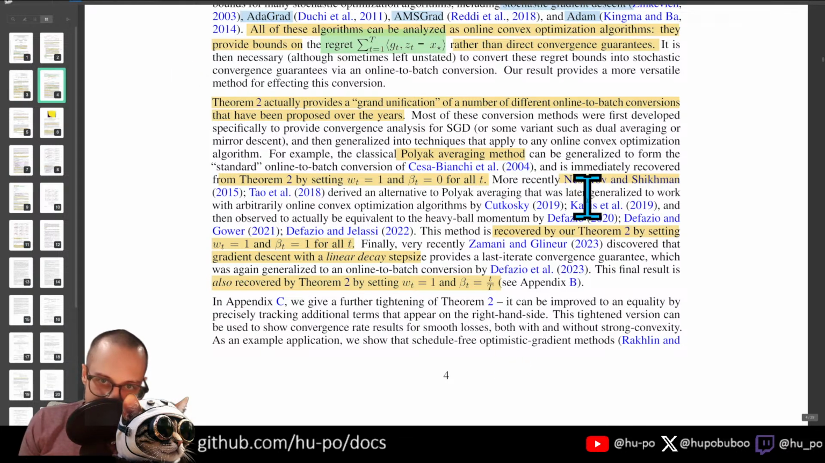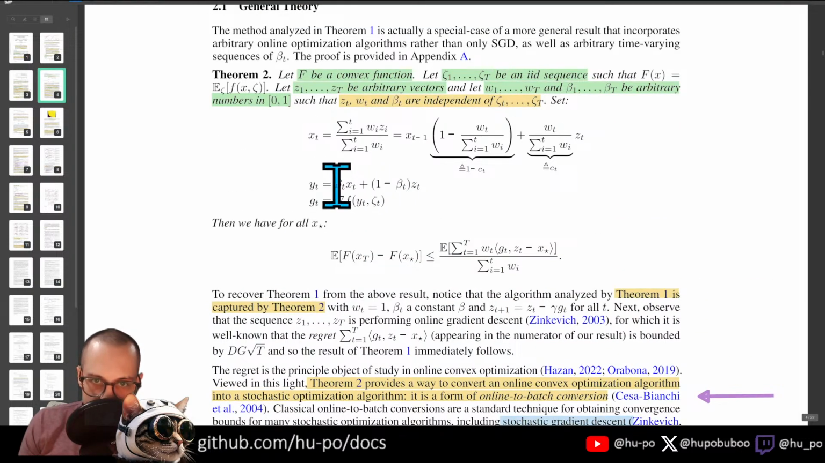And that type of thing is literally recovered by our theorem 2 if you set wT equals 1 and betaT equals 1. If you set beta T equal to 1, you put 1 right here, so now your yT is just xT, and this becomes 1 minus 1, which is 0, so now this zT term just goes to 0. And xT, yT, and zT are all just different sequences of weight values.